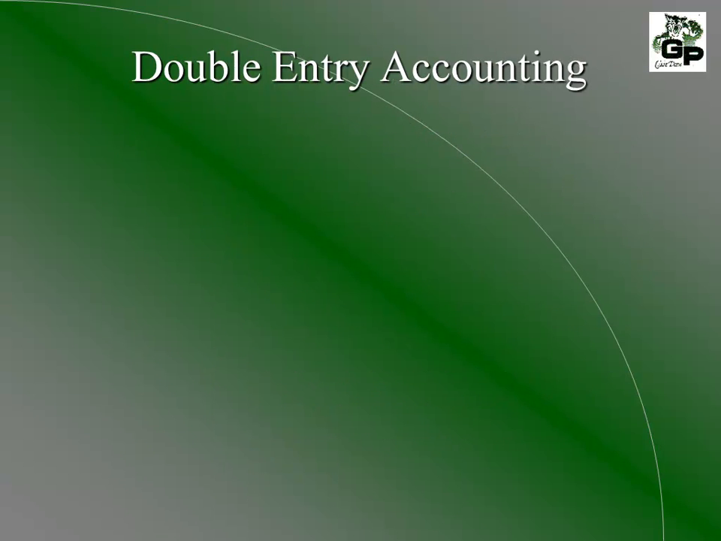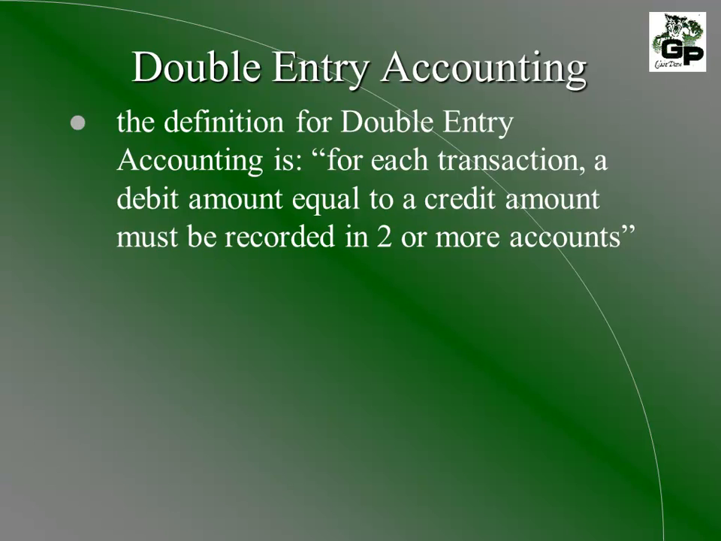Now we have another definition, double entry accounting. The definition for double entry accounting is, for each transaction, a debit amount equal to a credit amount must be recorded in 2 or more accounts. That's it. So when you're asked on a test, what is the definition of double entry accounting, this is what you would write.